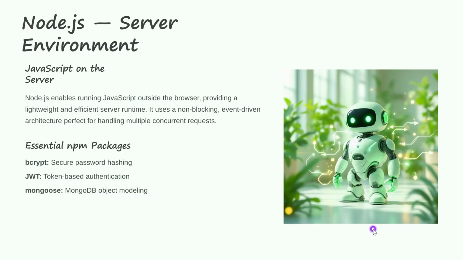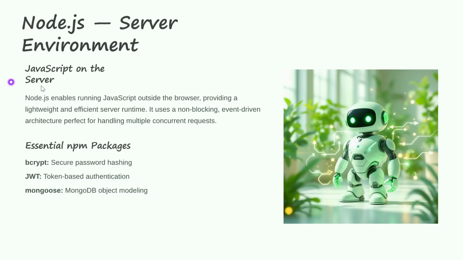But once a user submits a form, logs in, or requests data, that request needs to be processed. And that's where Node.js comes into play: JavaScript on the server. Node.js allows us to run JavaScript outside the browser, turning it into a powerful backend runtime. It's built on a non-blocking, event-driven architecture, which means it can handle thousands of simultaneous client requests efficiently without waiting for one process to finish before starting another.